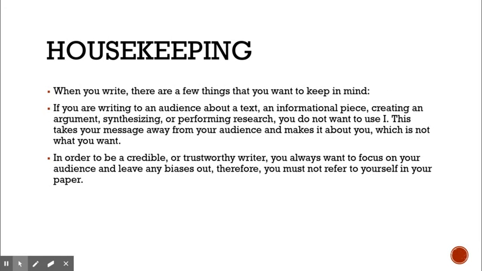A few housekeeping things. When you write, there are a few things that you want to keep in mind. If you're writing to an audience about a text, an informational piece, creating an argument, synthesizing, or performing research, you do not want to use I. This takes your message away from your audience and makes it about you, which is not what you want. In order to be a credible or a trustworthy writer, you always want to focus on your audience and leave any biases out. Therefore, you must not refer to yourself in your paper. However, the paper that we're getting ready to do is a personal narrative. So in a personal narrative, it is about you and it is about your experience, so you can use I.